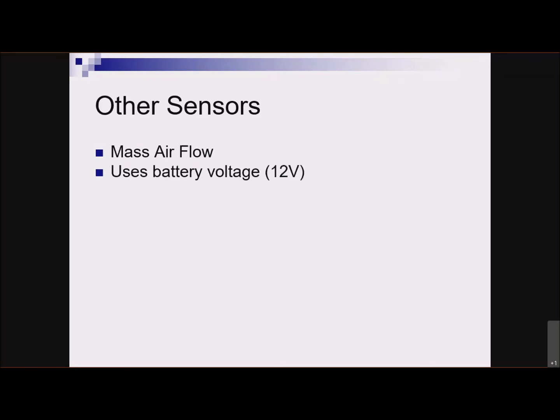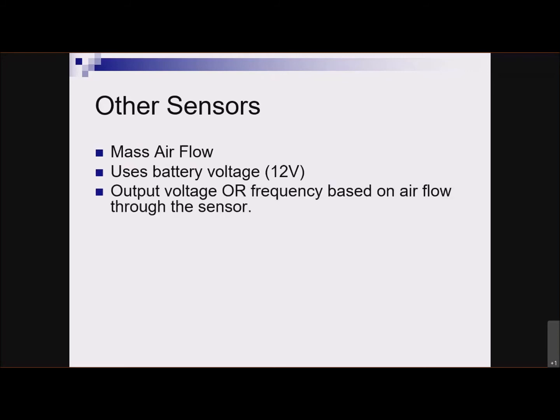So we just made this correction, right? So if I hook up to this thing with a voltmeter, and there are 2 kinds of this sensor too, I'm operating on the assumption that the max it can put out is 12, right? So the output voltage or the frequency is based on airflow through the sensor.